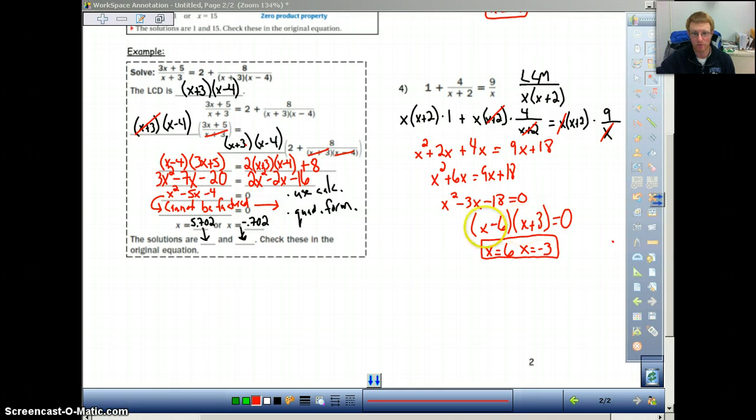Factor it, but please remember that when you factor, you still don't have your solutions. When you factor x minus 6, x plus 3, that does not mean that your solutions are negative 6 and positive 3. Make sure that you understand that this is going to be positive 6 because that's what makes it 0. This is going to be negative 3 because that's what makes it 0. So our two solutions, which both work, are x equals positive 6 and x equals negative 3.